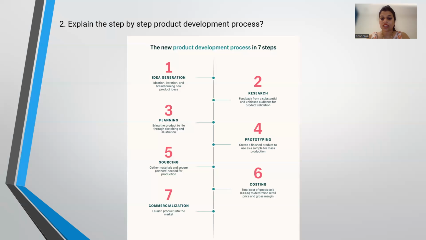So the sixth one is the costing, where I will go to the retail people and get the costing. After the costing is done and everything is settled, we go to the commercialization. That is nothing but we try to make the product and we launch the product, and if it is profitable, it's good and fine, or if not, it's a loss.